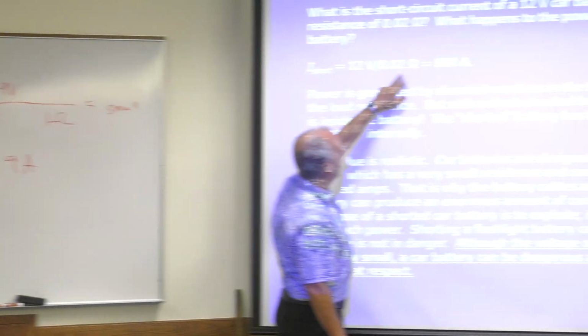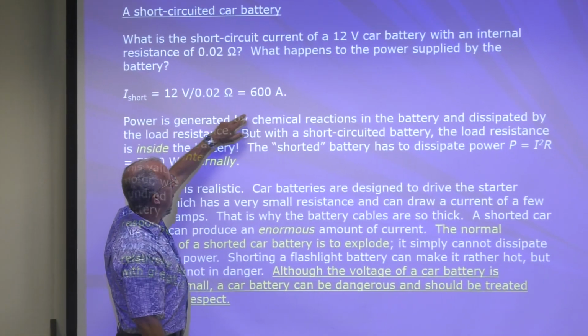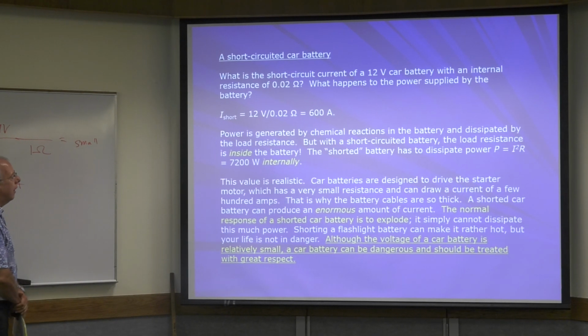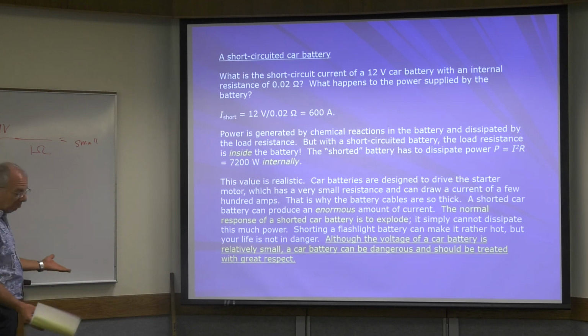Current equals voltage divided by resistance. So 12 divided by 0.02 is 600 amps. Whoa, 600 amps. Okay, power is generated by chemical reactions in the battery and dissipated by the load resistance.